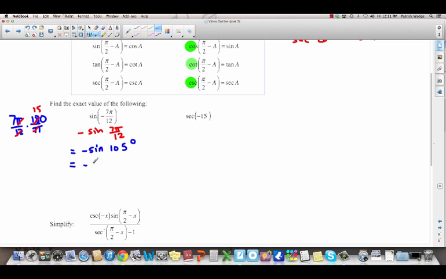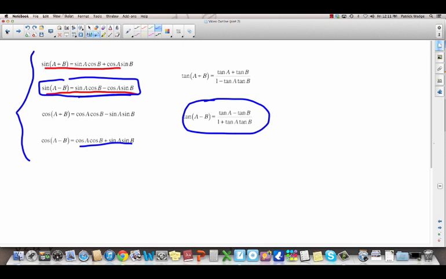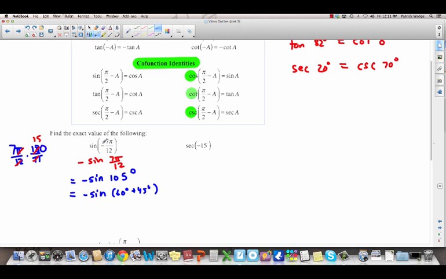105 is the same as 60 plus 45. We could do it that way. Why don't we do that? We'll do 60 degrees plus 45 degrees. So now what you have to do is use one of the additive identities, which I have written here again. So we're using sine a plus b. Remember this negative, we're just going to hold that out front.